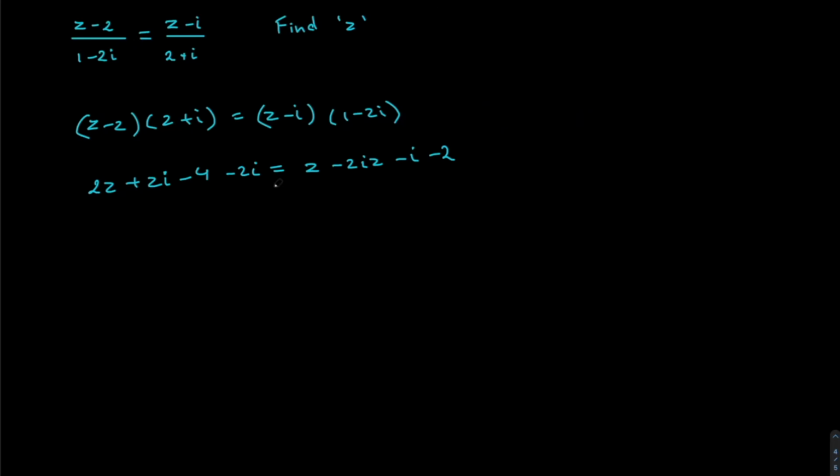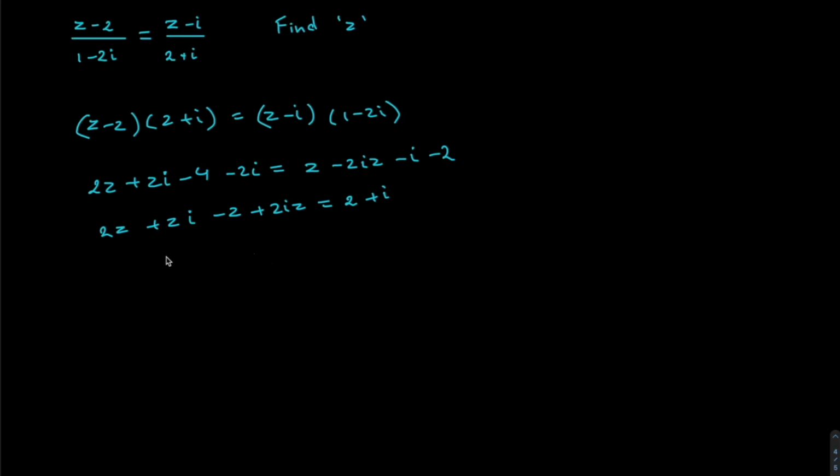So let's bring all the z's to the left hand side. So what we'll have is 2z minus 2iz, and the rest I'll take on the other side. Or wait, there's more. So we have 2z plus zi minus z plus 2iz, and then we have minus 4 minus 2i, and then we have minus i minus 2. So minus 2 plus 4 is 2, minus i plus 2i is i, that's there.